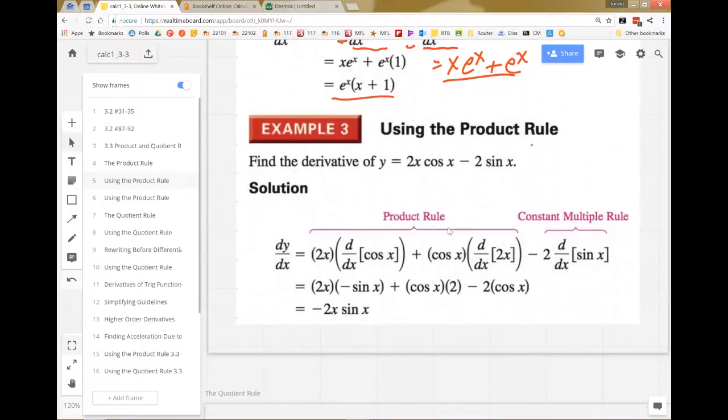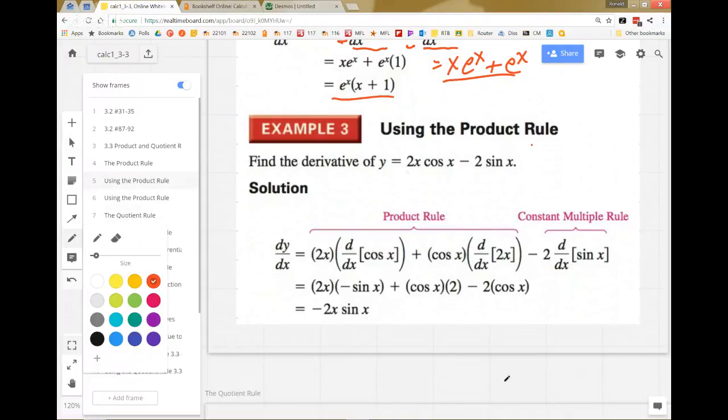So we have this function 2x cosine x minus 2 sine x. Now, here in this part right here, that's where we have a product, right? We have this times that. This part, well, that we could have done yesterday, and that's this part over here, the constant multiple rule. So this part over here is the new part. So we've got to use this rule: the first times the derivative of the second plus the second times the derivative of the first.